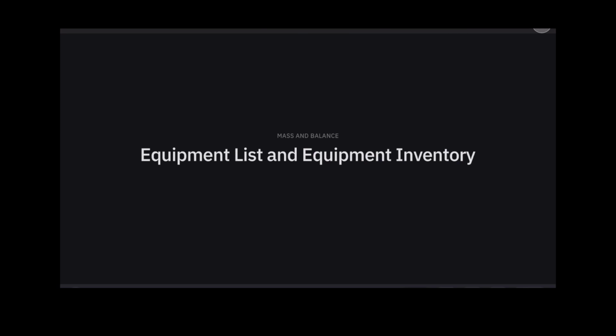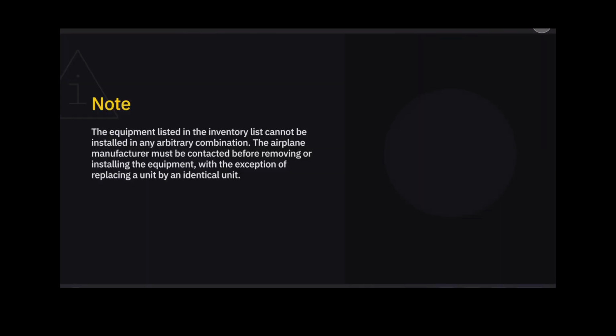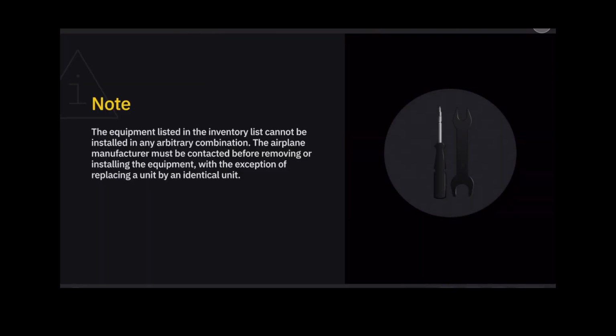Equipment list and equipment inventory. The equipment that is approved to be installed on the DA40NG is listed in the table as shown. The equipment that is marked as installed in this table constitutes the equipment inventory. The complete list can be found in the AFM. Note: the equipment listed in the inventory list cannot be installed in any arbitrary combination. The airplane manufacturer must be contacted before removing or installing the equipment, with the exception of replacing a unit with an identical unit.